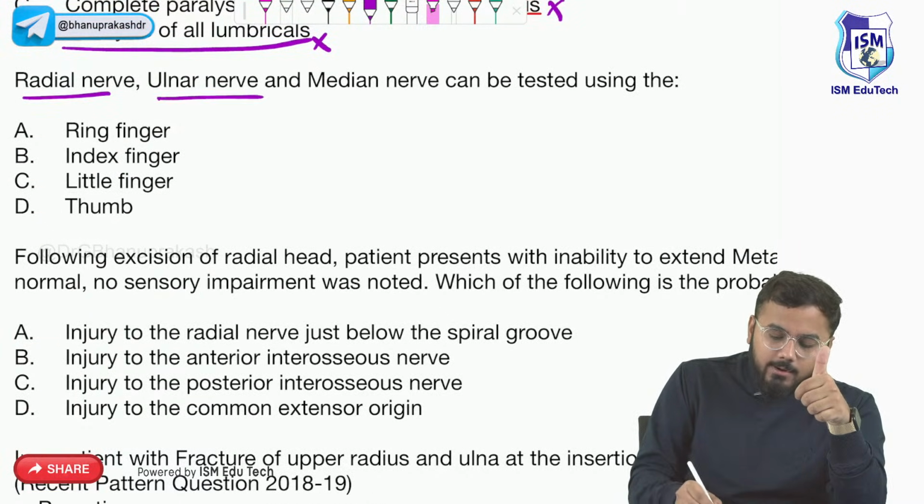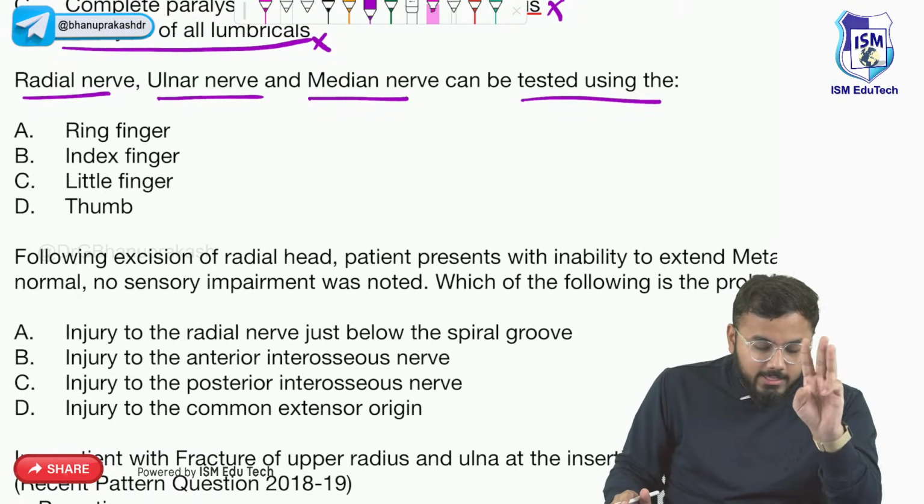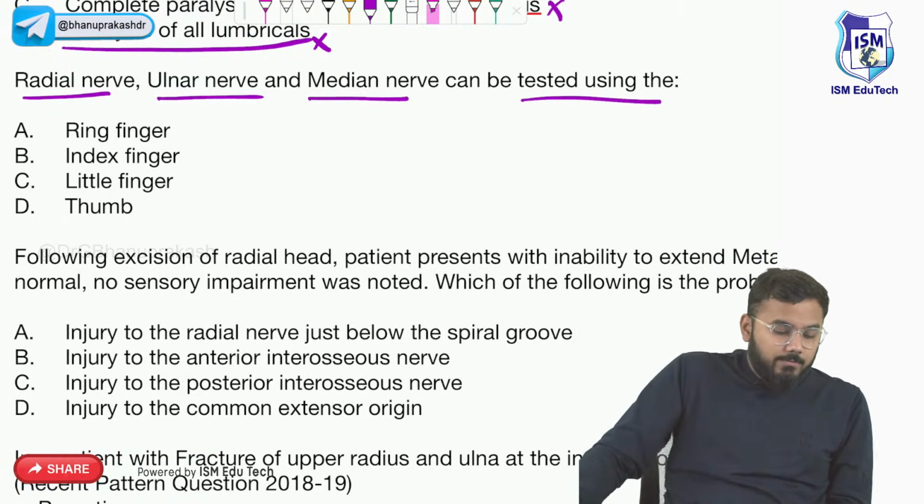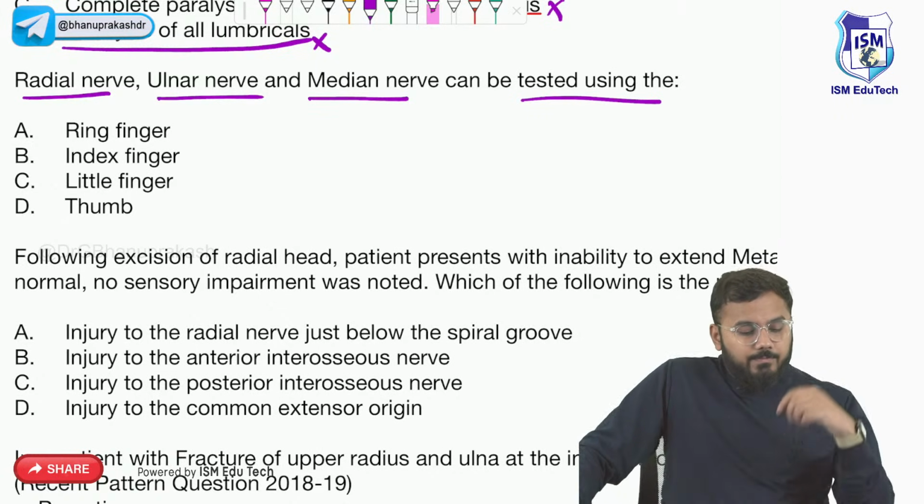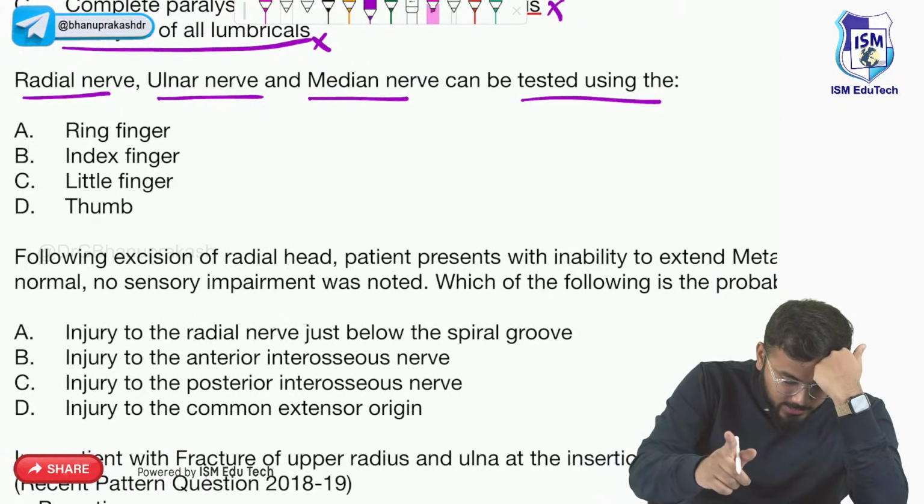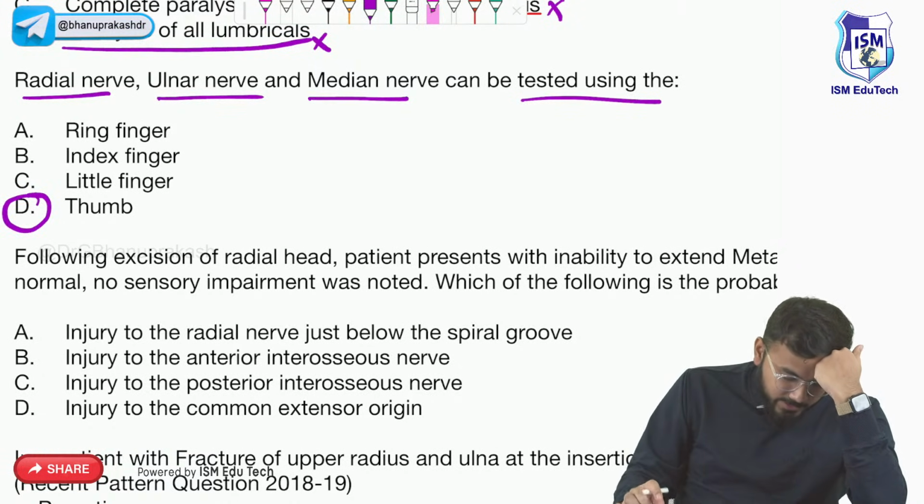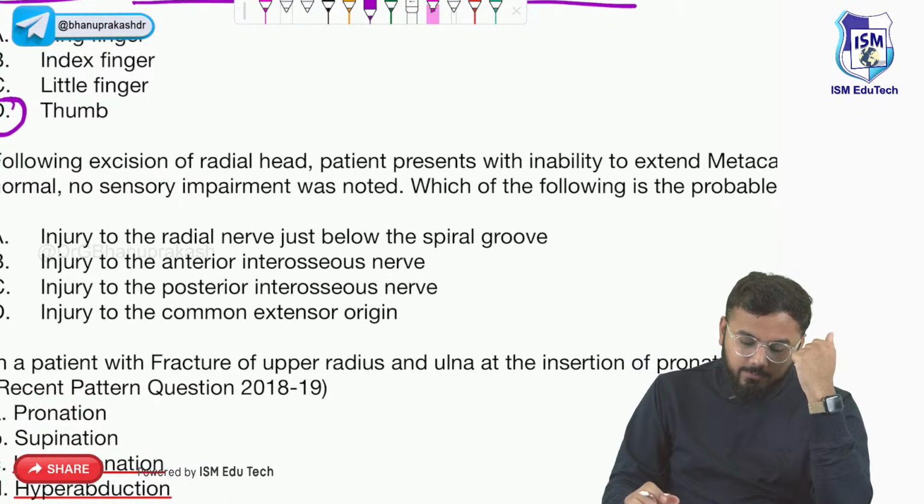Radial nerve, ulnar nerve, median nerve can be tested using which finger? All the three nerves can be tested using the thumb. Very good. Dr. Lipun, perfect. Muhammad Yunus, excellent. Thumb, very good.